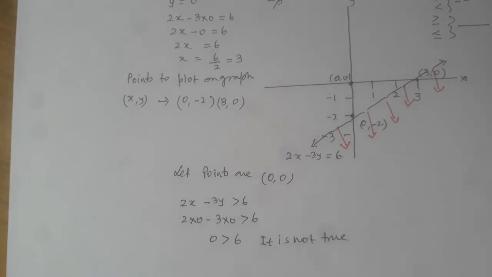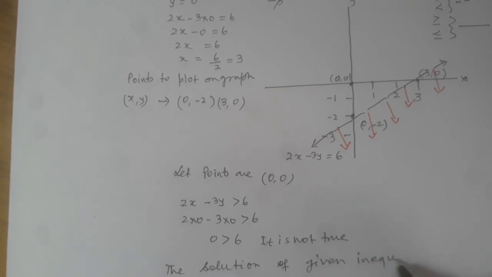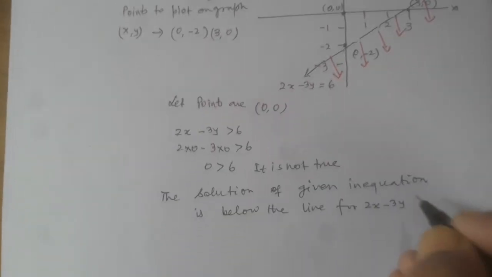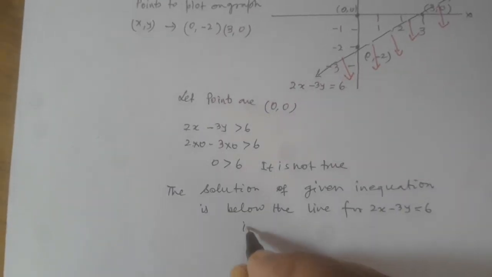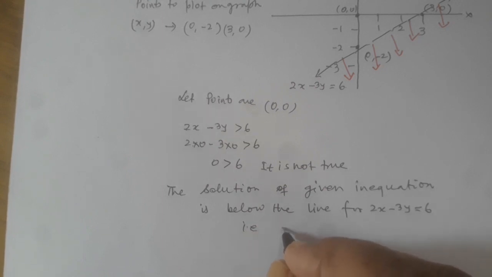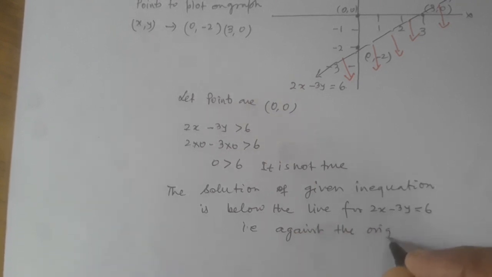Right, so we shall write here the solution of given inequality is below the line for 2x minus 3y equal to 6, that is against the origin points. This is our answer.